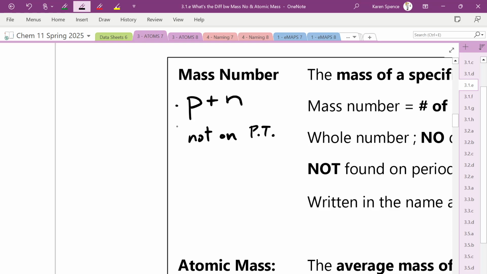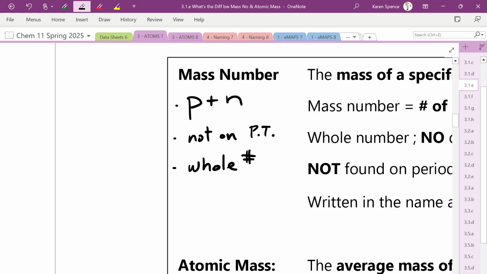It's always a whole number, because you can't have a fraction of a proton or neutron, right? You can't have 0.3 neutrons. Okay. Was there anything else you wanted to say about that one? Yeah.